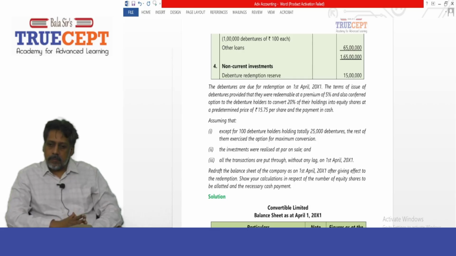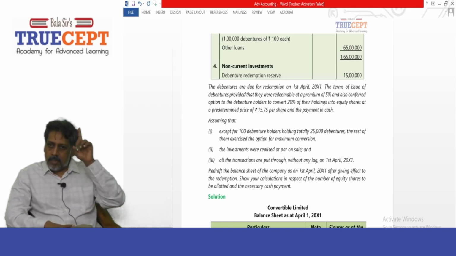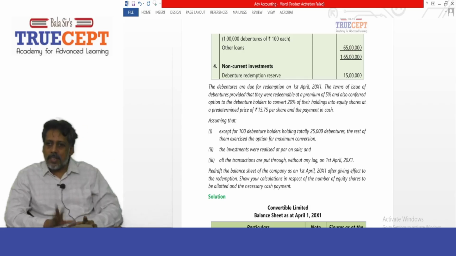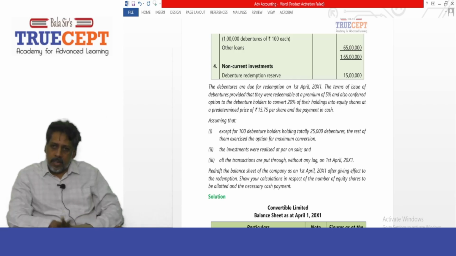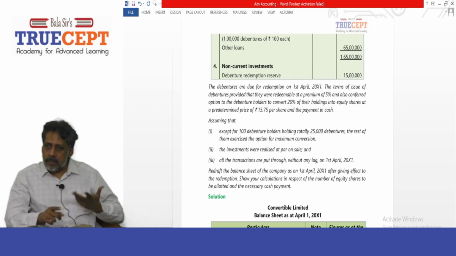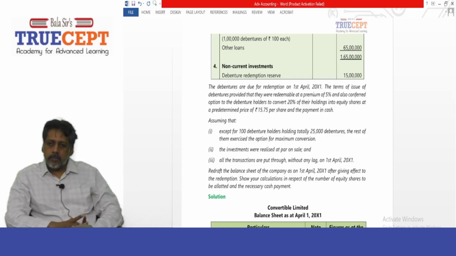Next. Number 3, all the transactions are put through without any lag on 1st April 20X1. Just imagine, only this happens in examination. All the transactions happen on 1st April X1. On the same day you call the debenture holders and pay the money, and you sell the investments on the same day, without any lag. Next. So redraft the balance sheet of the company as on 31st April 20X1 after giving effect to the redemption.